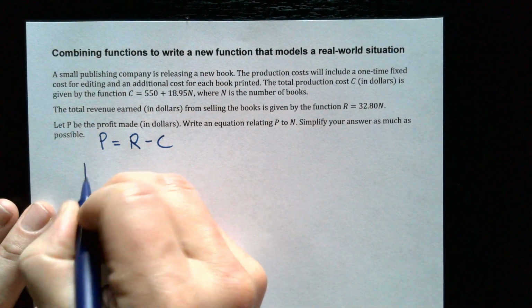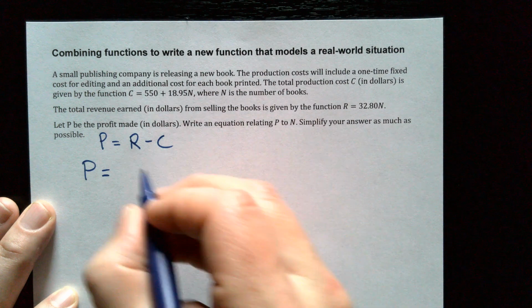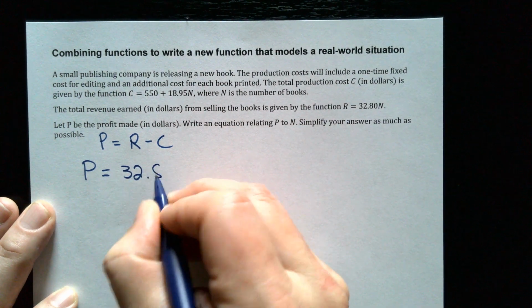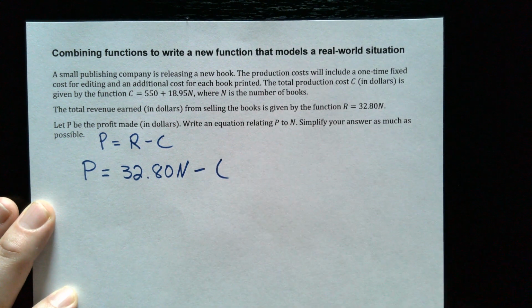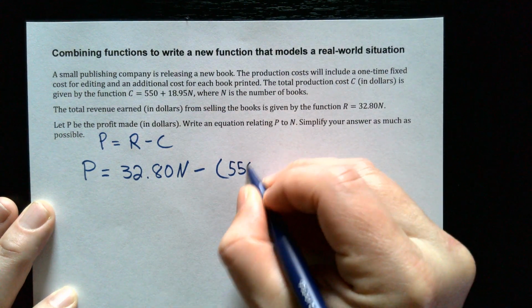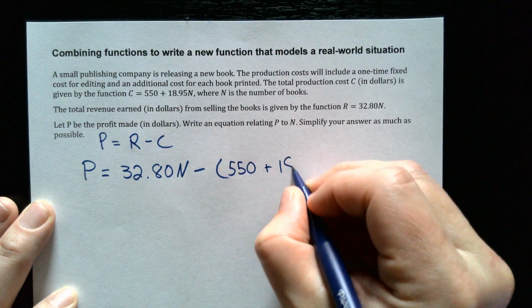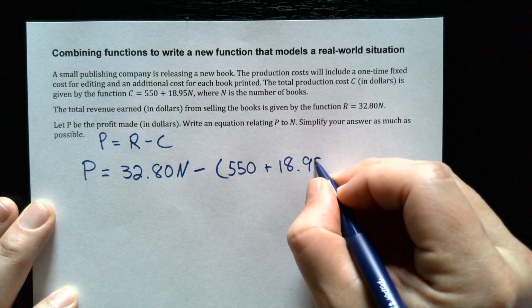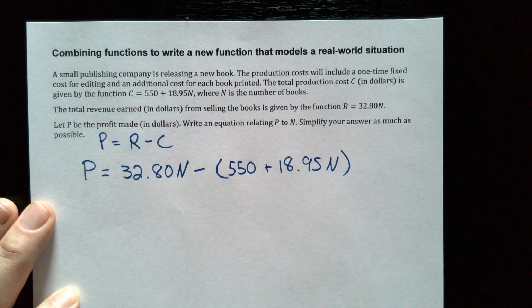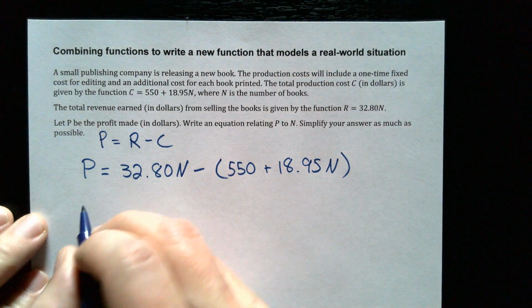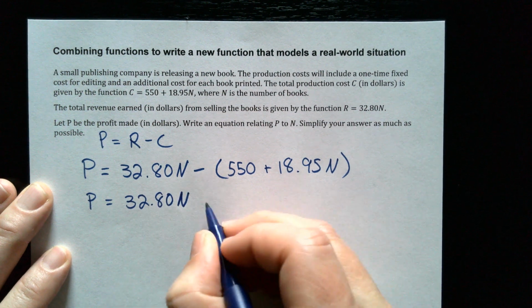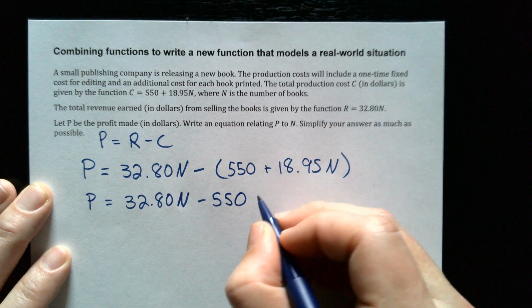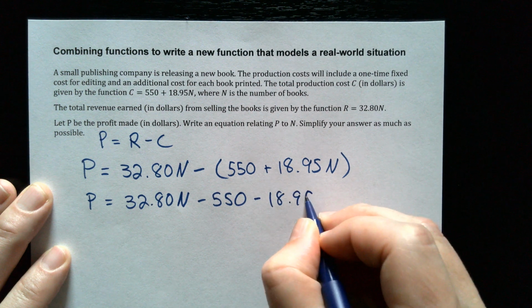So P is equal to R, which is 32.80N, minus our cost, and I'm going to have to put parentheses here because there's more than one term that we're subtracting. So 550 plus 18.95N. So when I distribute that negative sign, this becomes P is equal to 32.80N minus 550 minus 18.95N.